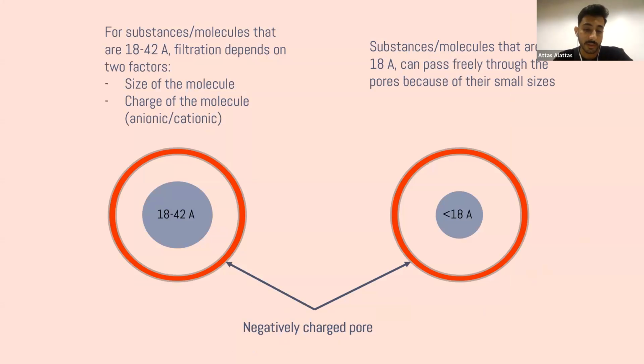And what do I mean by partially filtered? Their filtration depends on two things: the size of the molecule and the charge of the molecule. So let's first talk about the size of the molecule. So what do you think about a molecule that has a radius of 20 angstrom, and a molecule that has a radius of 30 angstrom, which of the two do you think is more likely to be filtered? The 20, yes, because the lesser the radius of the molecule, the more likely it is to be filtered.